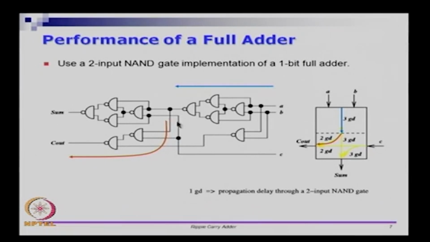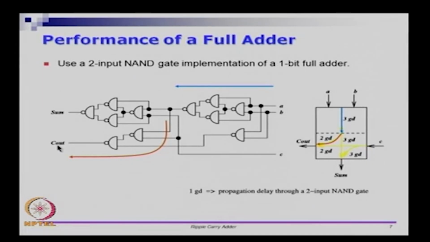So, the longest path, or the critical path, is coming from A or B through this NAND network, coming in through this and through these two, finally to C out. So, a change in A or B will result in at least 5 units of delay to change C out, but a change in C requires only 2 units of delay.